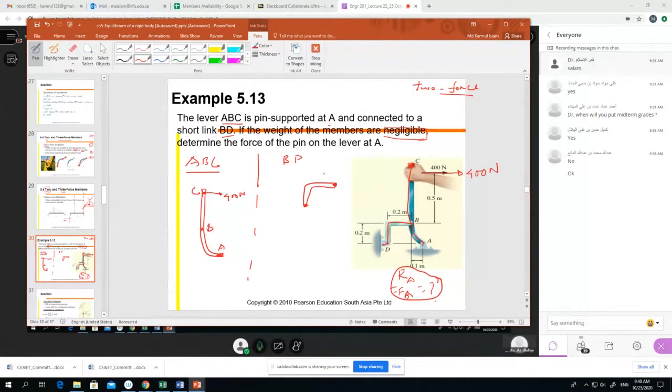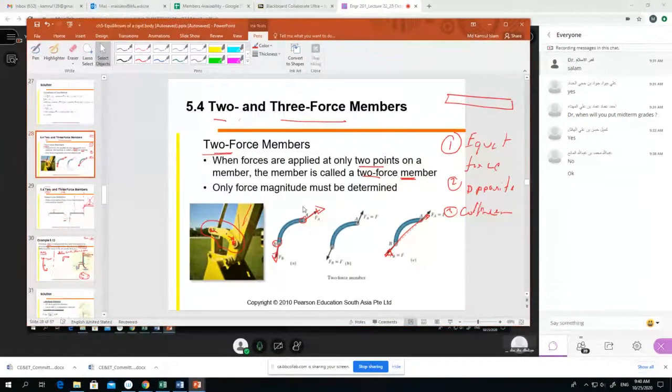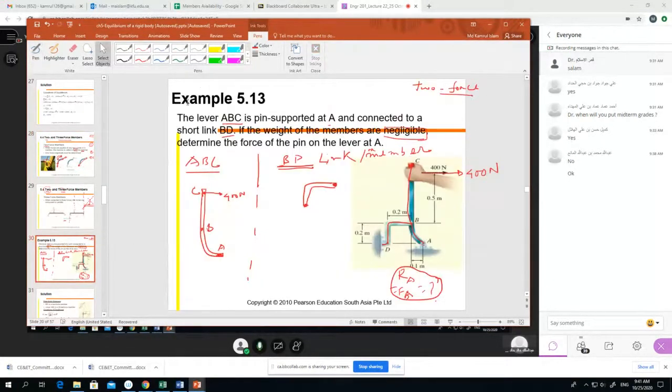Now look at the BD link, or BD member, whatever name you give, no problem. It looks like this. Only two forces. Our diagram is like this. We have only two points, so similarly only two forces will be working. How are they working? We connect this force and then that force.